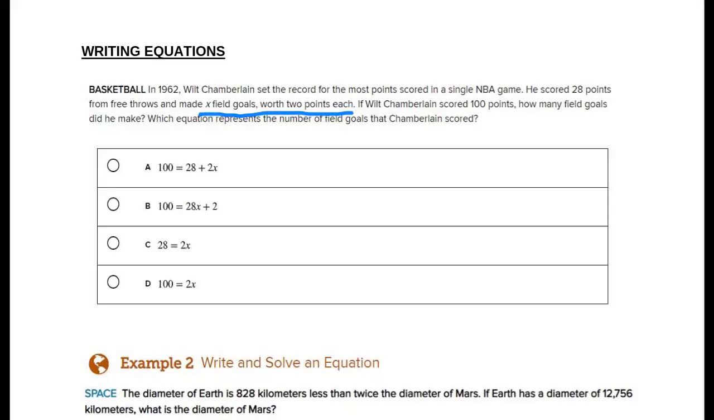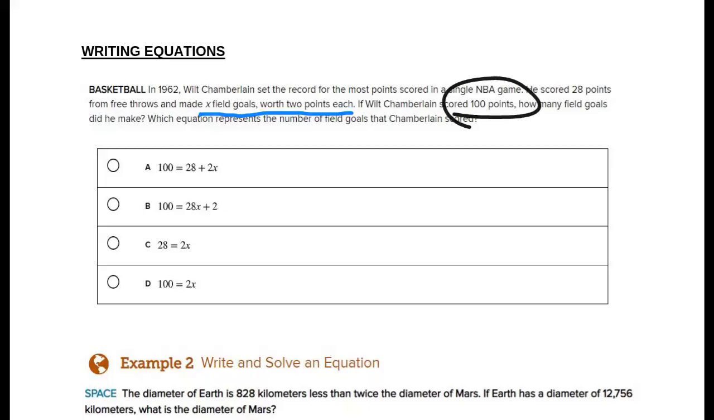Brandon. He's looking. Come on. Yeah, but what's an important piece of information besides he scored X number of field goals worth 2 points each?